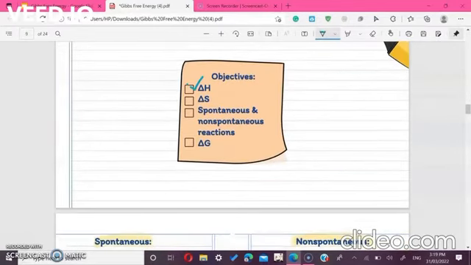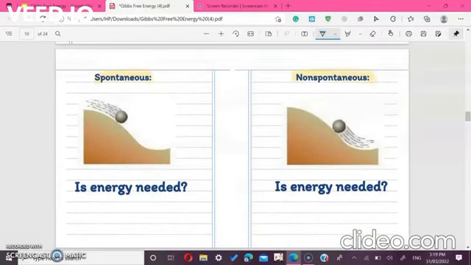We're done with delta H and delta S. Now let's move on to spontaneous and non-spontaneous reactions. Let's relate them to real-life examples. For example, a ball is moving downhill. Let's talk about energy here. Does the ball need an input of energy to move from a higher area to a lower area? Does it need any person to push it, or does the ball move by itself downhill? Energy is not needed here.